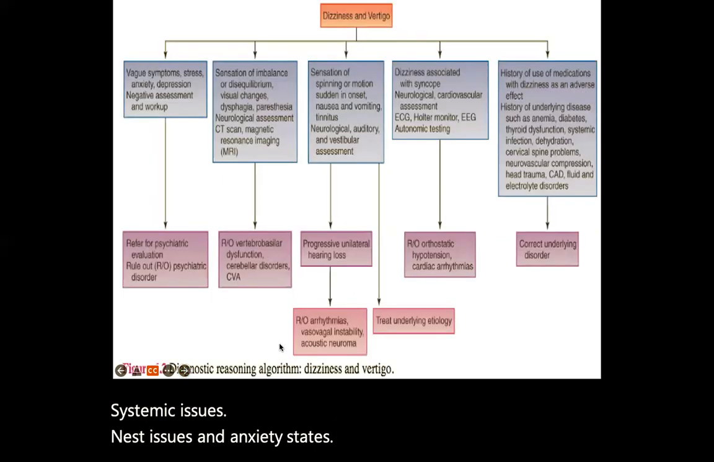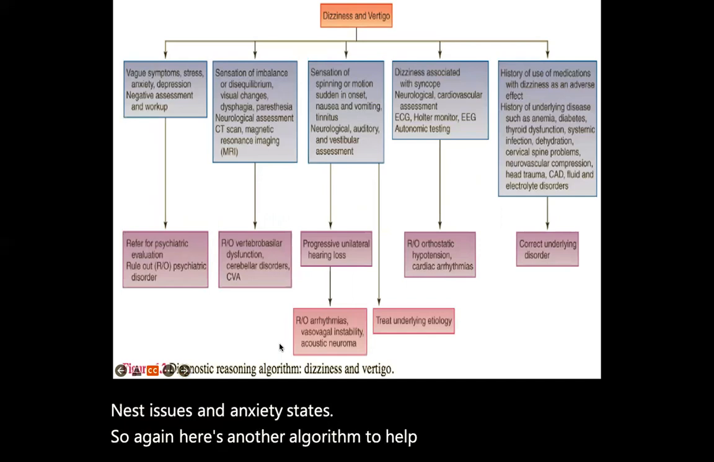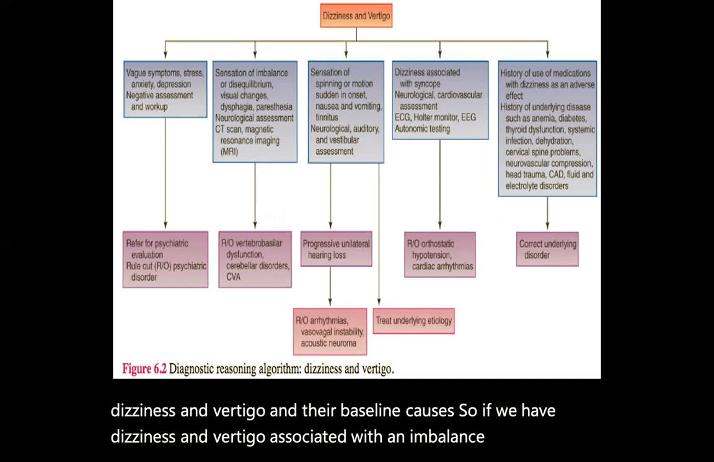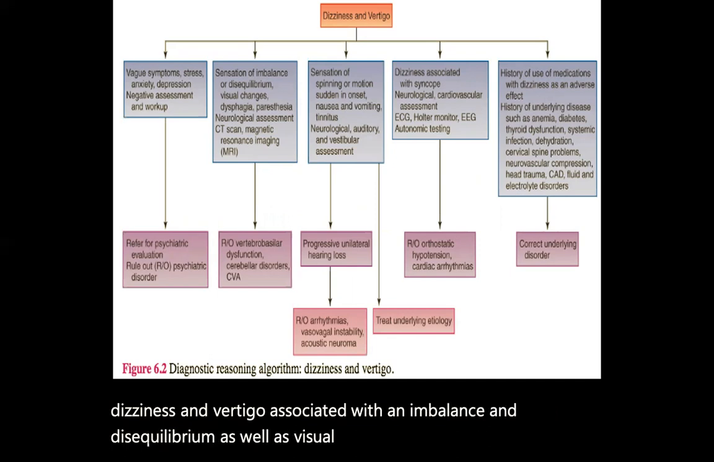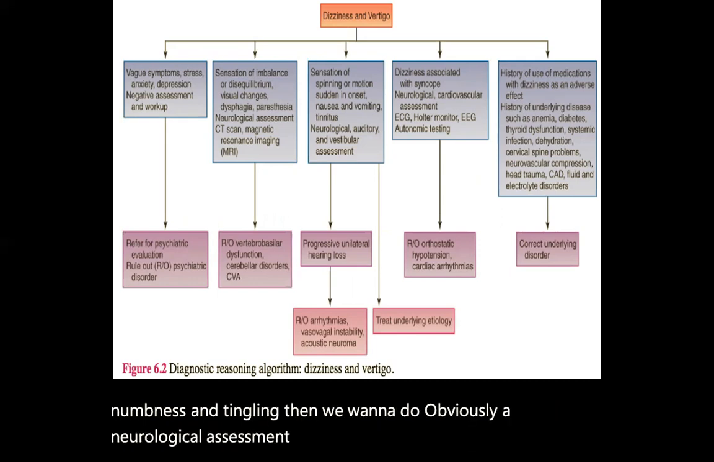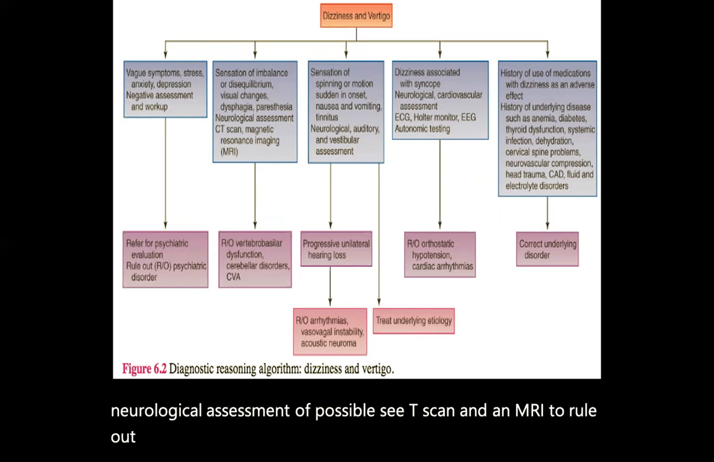So again, here's another algorithm to help you differentiate the dizziness and vertigo and their baseline causes. If we have dizziness and vertigo associated with an imbalance and disequilibrium, as well as visual changes, difficulty swallowing, numbness and tingling, then we want to do obviously a neurological assessment, a possible CT scan and an MRI to rule out vestibular dysfunction or cerebellar disorders or a CVA.